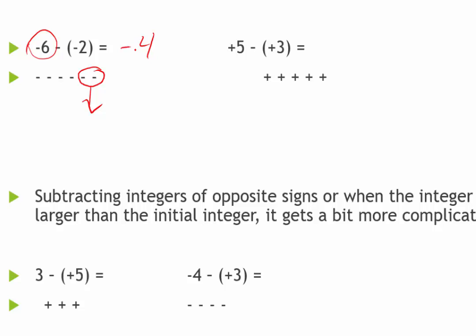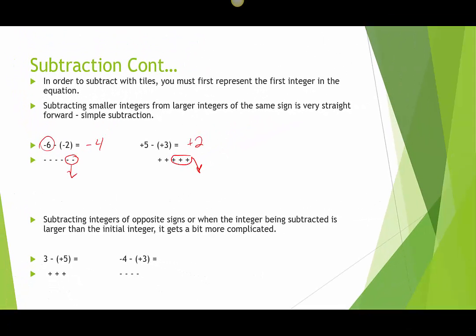It's just simple subtraction. Here we have 5 positives and we're taking away 3 positives. What do we have left? Positive 2. Subtracting integers with opposite signs, or when the integer being subtracted is larger than the initial integer, gets a little bit more complicated.